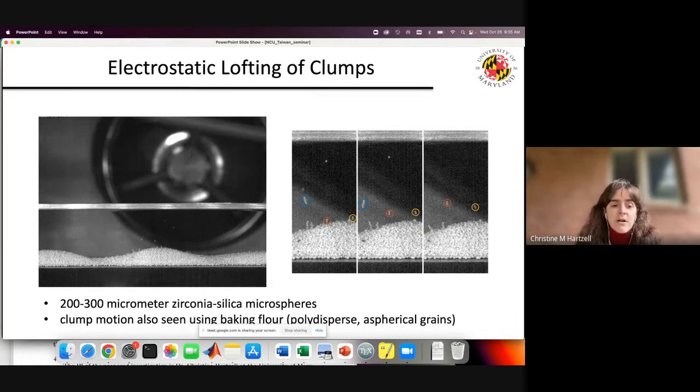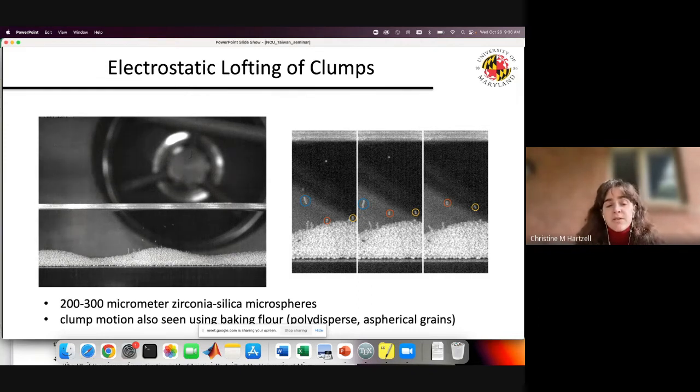These particles are 200 to 300 micron zirconia silica microspheres. They're very spherical particles, and they're pretty large, 200 to 300 microns in Earth's gravitational environment. Now, we note that we're not trying to mimic the plasma environment or the charging environment on the moon or an asteroid. We're just trying to show that clumps can move in addition to individual particles.